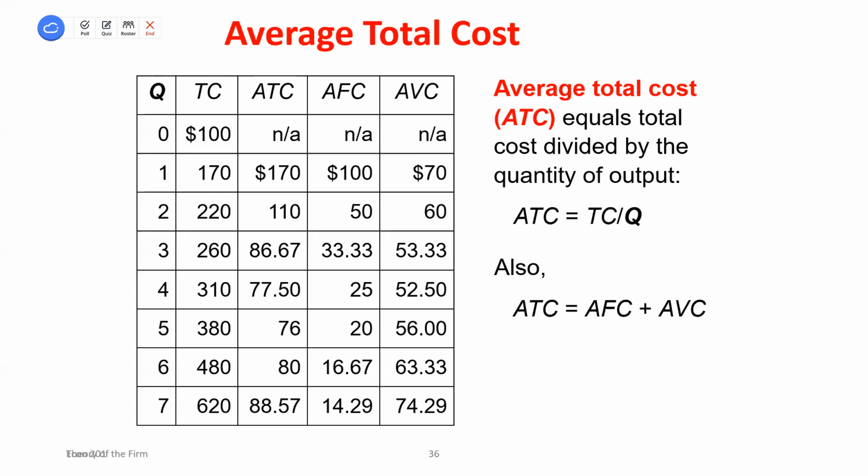Or if I had already done the work to find my average fixed and average variable costs, well, notice I take my average variable costs plus my average fixed costs here, that also gave me my average total. Kind of two ways you can calculate that, depending on what you get.